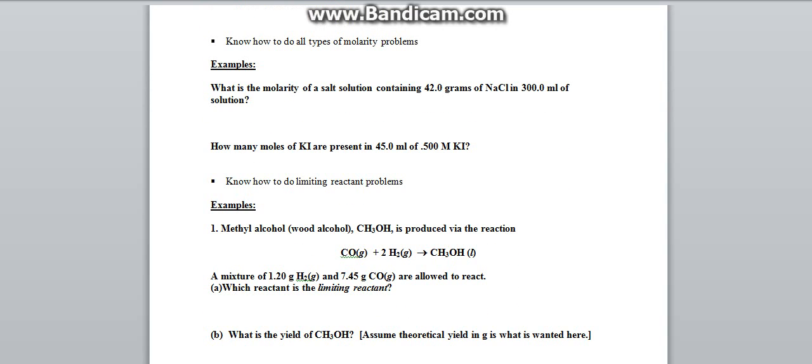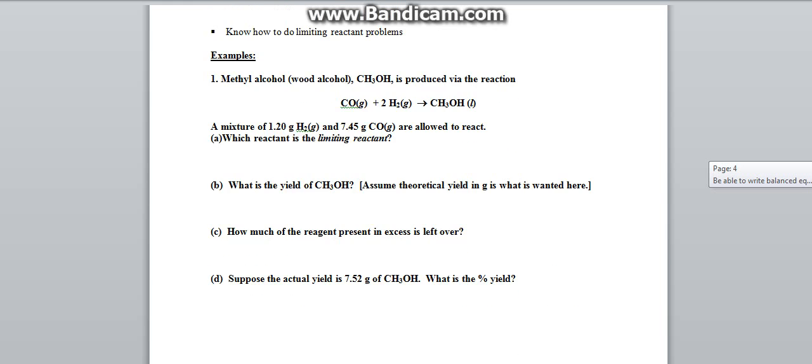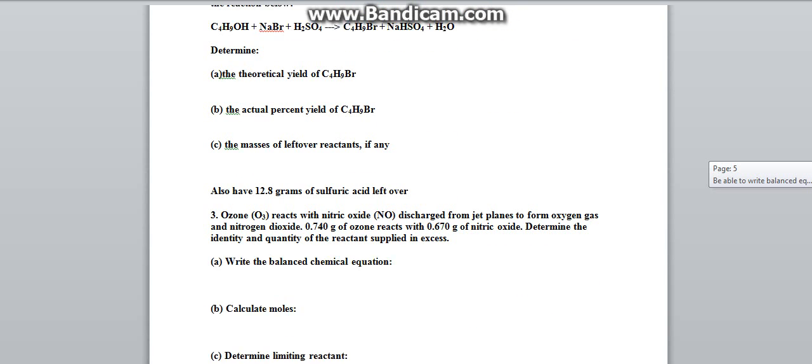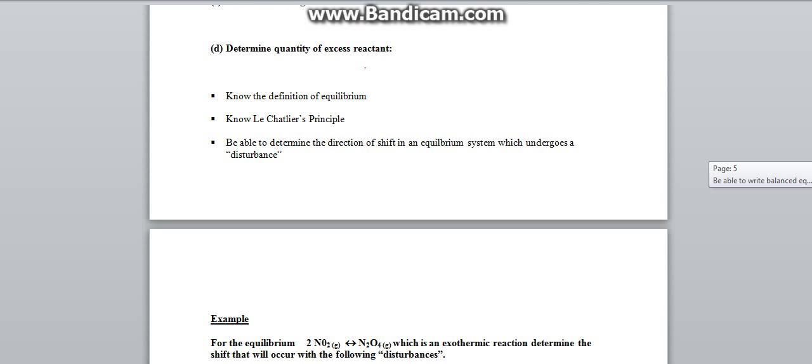Okay. Molarity, I can do this one. 42. No, I can't. I can't. No, I can't. Darn it. Oh, God dang it. Oh, you stupid periodic table. Oh, I'm going to look that up.